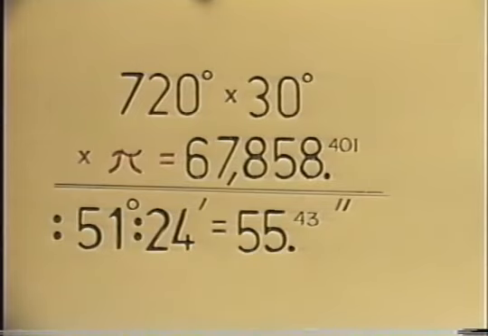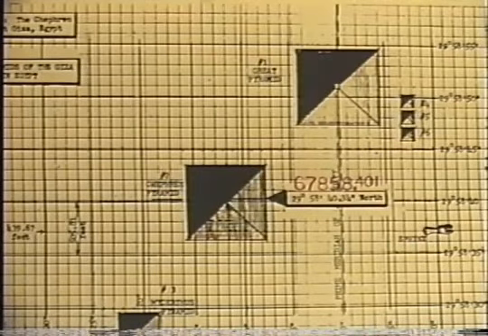Code buffs will recognize this figure, 67858.4, which encodes the latitude of Silbury because they've seen it before. It was also used to position the large Khephren pyramid at Giza.